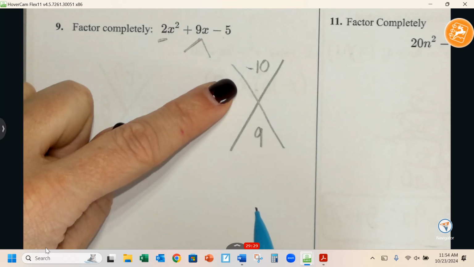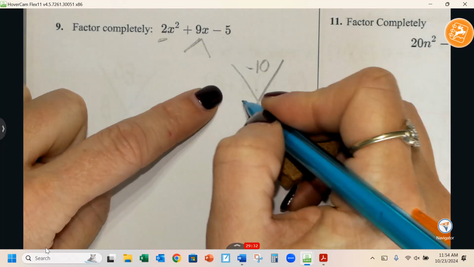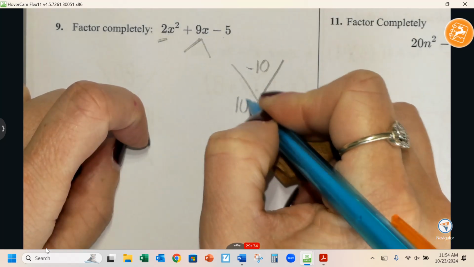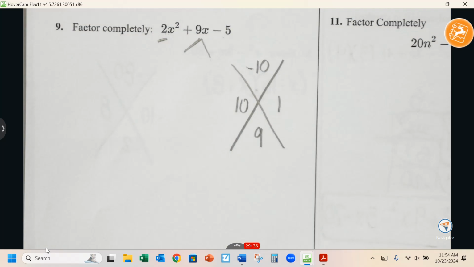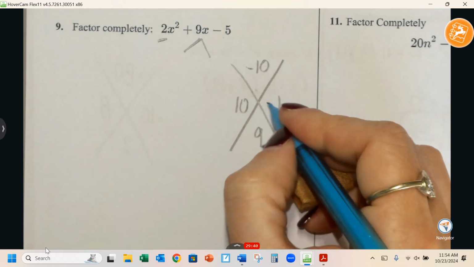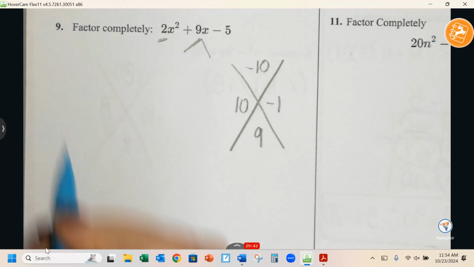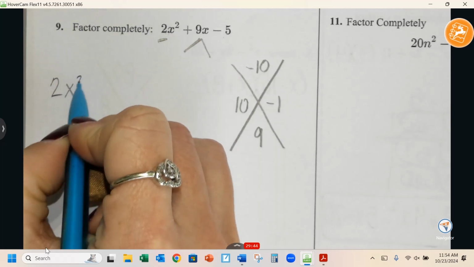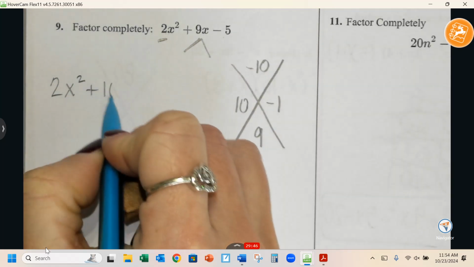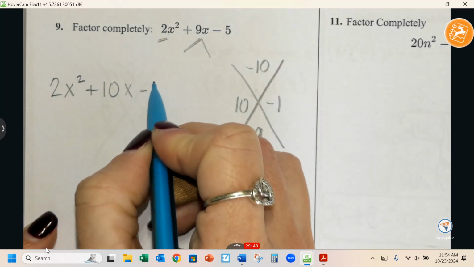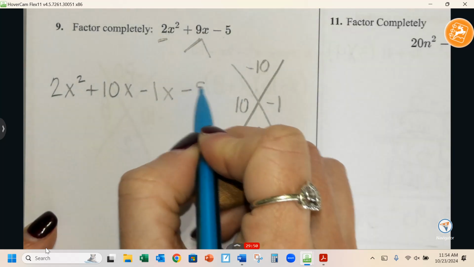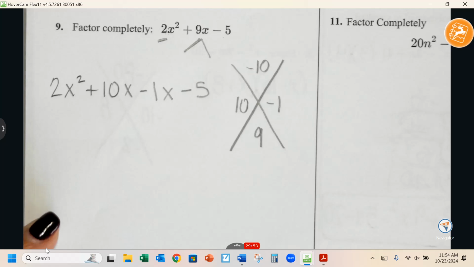So the factors of -10, so I'm going to say 10 and 1. Which one of those should be negative in order for me to have a positive 9? Right, good. So I'm just going to rewrite 2x squared plus 10x minus 1x minus 5. So we just broke apart this so that I can now factor by grouping.